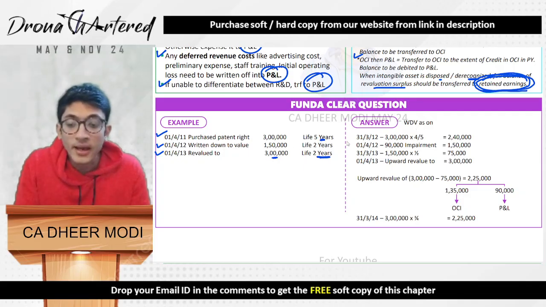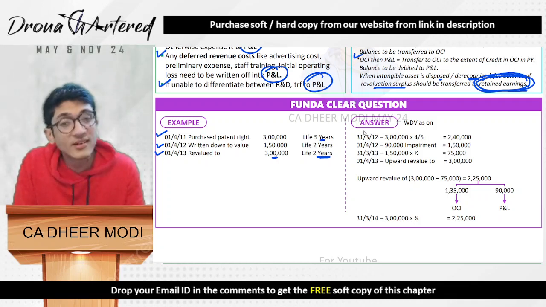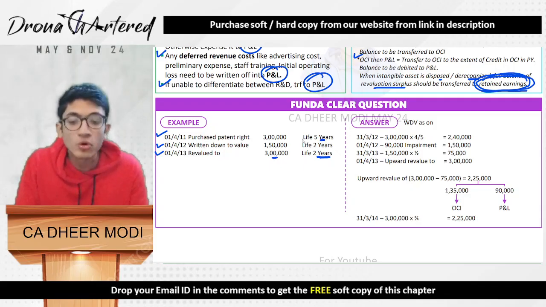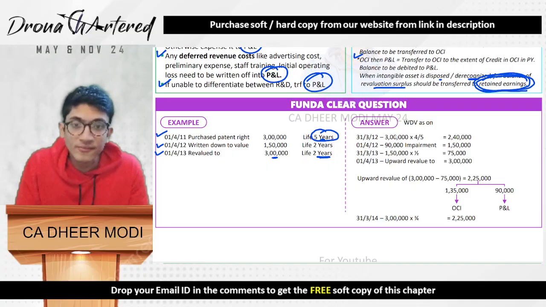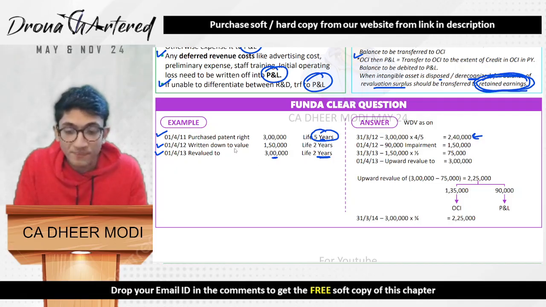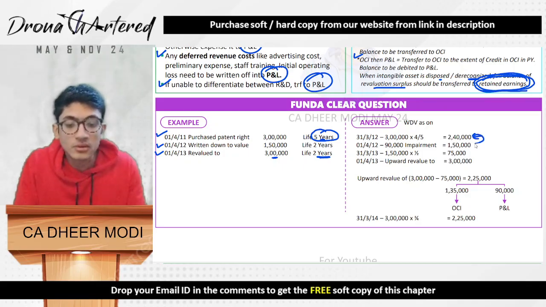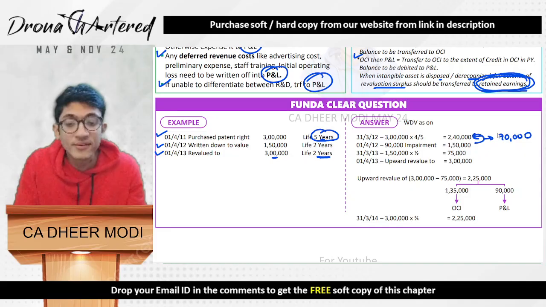In such a case, how do you calculate revaluation? So WDV as on 31st March 12, that means 1st April 11 was the starting, so 31st March 12 is the first year closing. That is 3 lakh into 4 by 5, because the life was 5 years and you used it for 1 year, so depreciation will be 1/5. Basically your written down value will be 4/5. So 4/5 of 3 lakh comes to 2 lakh 40,000. On 1/4/12, the written down value came to 1 lakh 50,000. That means from 2 lakh 40,000, you came to 1 lakh 50,000. So this is a difference of 90,000. So basically there is an impairment of 90,000.